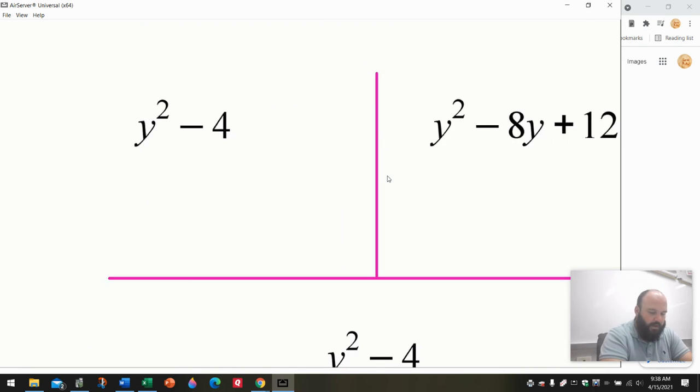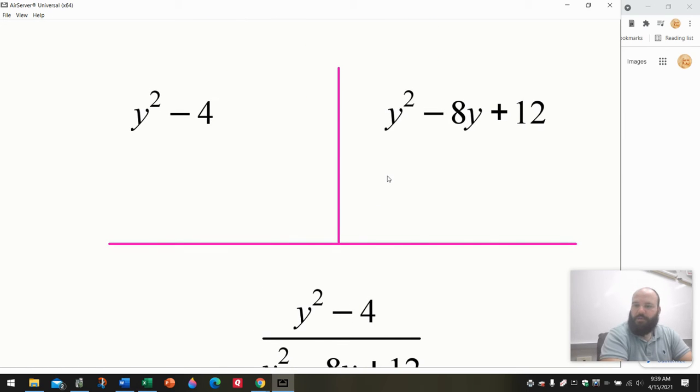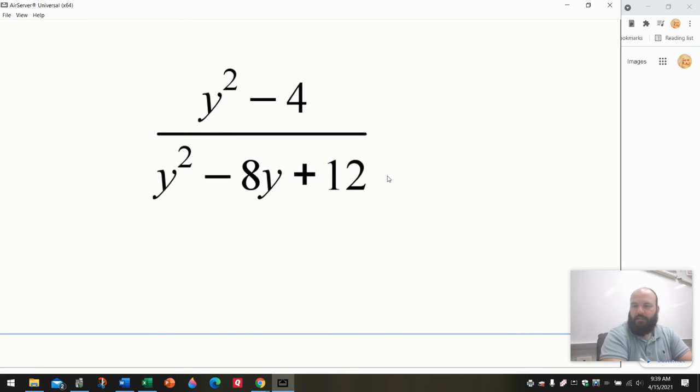So let's get started. What you see here is we have two algebraic expressions. The first algebraic expression is y squared minus 4, and the second one is y squared minus 8y plus 12. Now, if I were to take those two expressions and divide them, they would look like this. What you see here is called a rational expression. If you recall, a rational number is a number that can be written as a fraction. Well, rational expressions are expressions that are written as fractions.